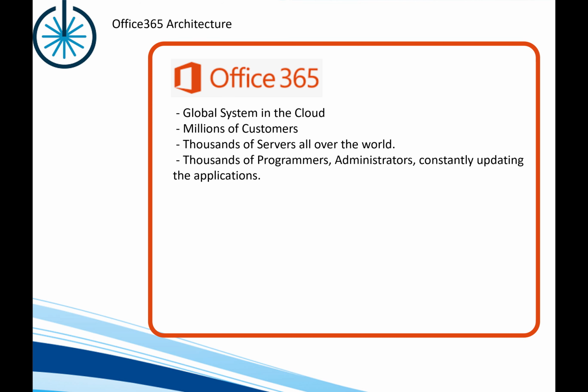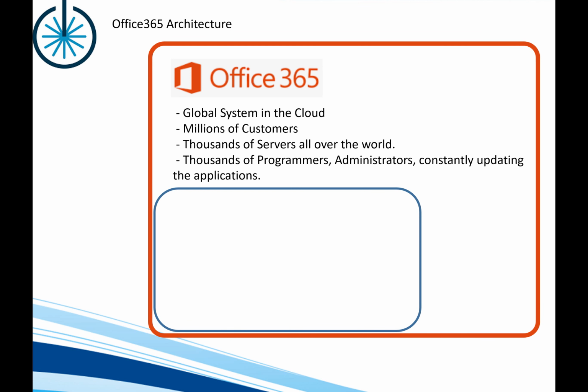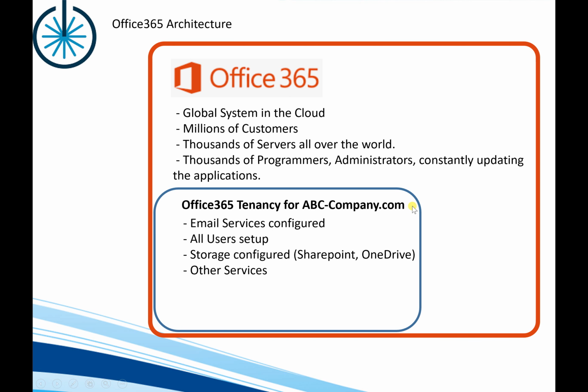So this big square here is going to represent the Office 365 system globally. This little blue square is going to represent your tenancy. So if you work at abccompany.com and your company has subscribed to Office 365, you will get what's called a tenancy, represented here by this blue square. Now, obviously, this isn't to scale. Office 365 is a global system in the cloud. When we subscribe to it, we are a very, very small portion of that. But in your tenancy, you're going to have your email services configured. You're going to set up your users.